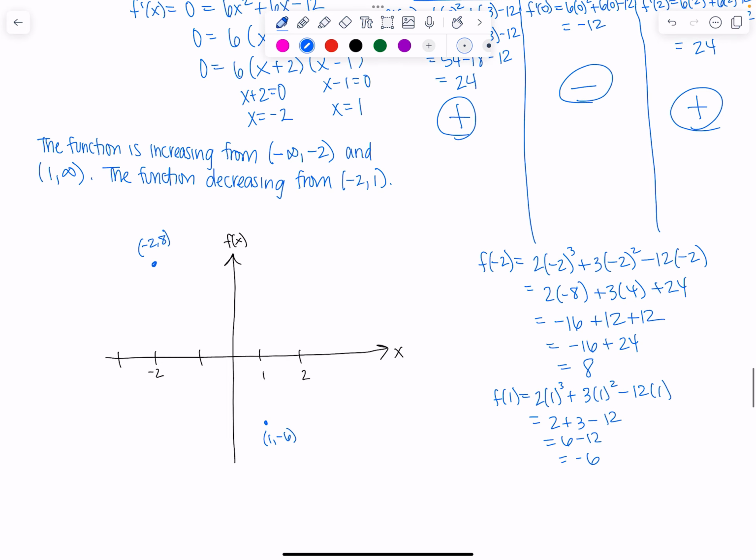So our graph is going to go something like increasing, hit the max, decreasing, hit the min, increasing. Something like that is what we would expect if we graphed our function.